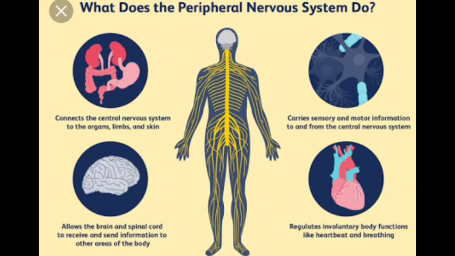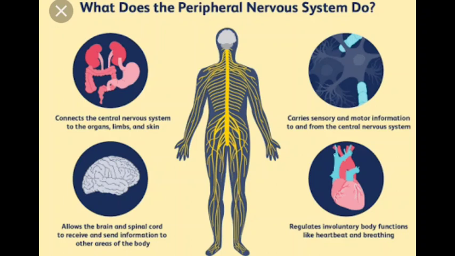The third system is the peripheral nervous system. The peripheral nervous system consists of nerves originating from the central nervous system. These nerves connect the central nervous system with all parts of the body. Now in the diagram you can see what the peripheral nervous system is doing. First one is it connects the central nervous system to the organs, limbs and skin. They all get interconnected to each other.